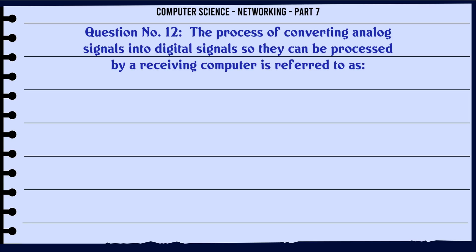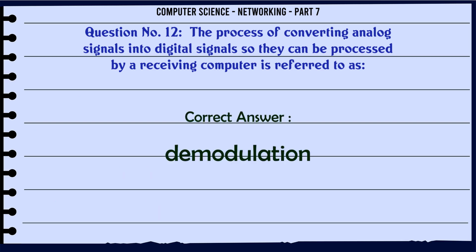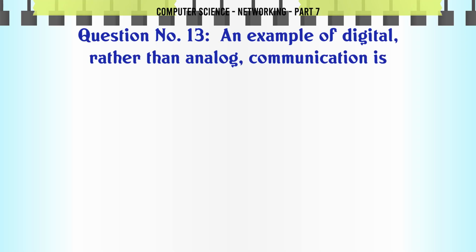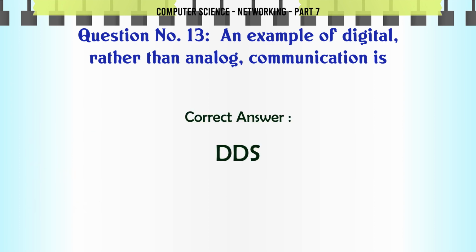The process of converting analog signals into digital signals so they can be processed by a receiving computer is referred to as A. Modulation. B. Demodulation. C. Synchronizing. D. Synchronizing. The correct answer is demodulation. An example of digital rather than analog communication is A. DDD. B. DDS. C. Watts. D. DDT. The correct answer is DDS.